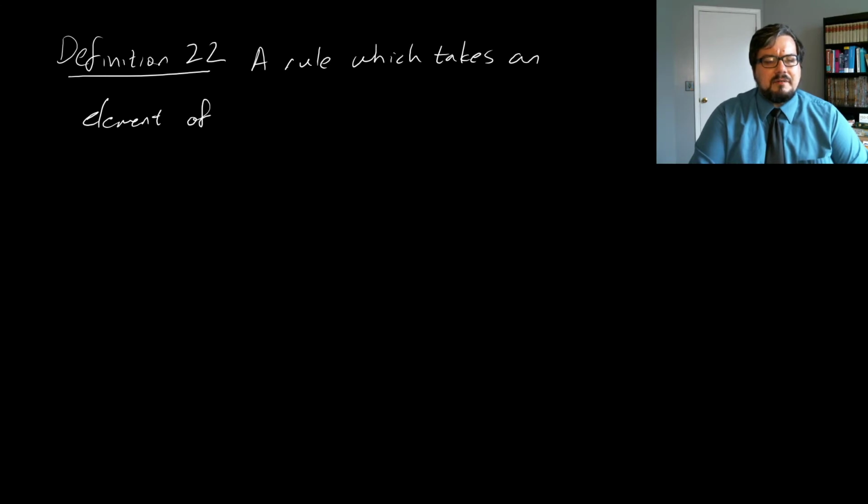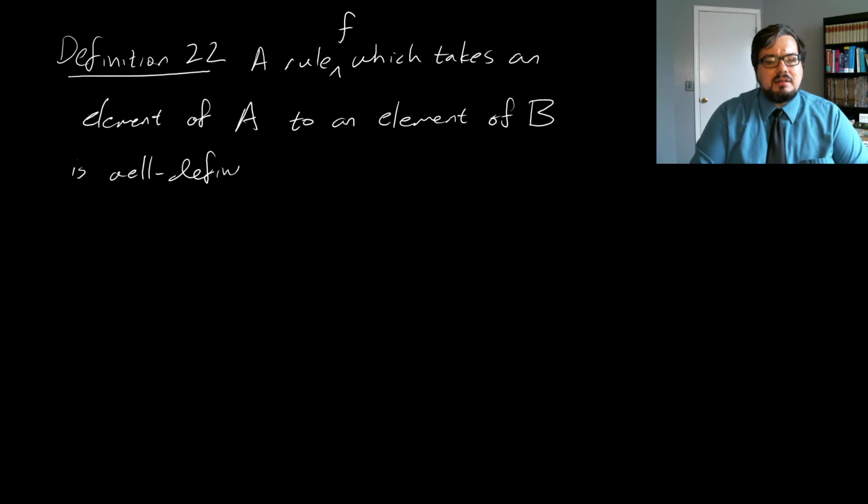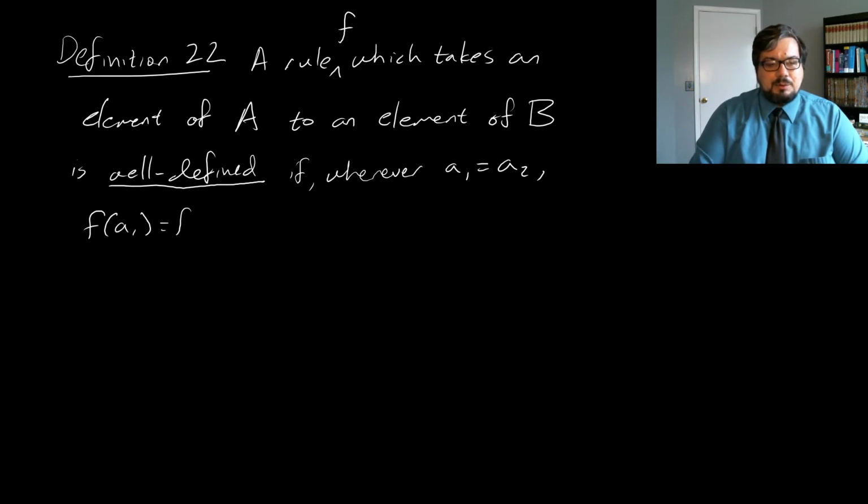Now, there's a general concept and definition that we are working with here that we want to address and make very precise. So Definition 22 says that a rule which takes an element of a set A to an element of B, and this rule I'll denote as f, is well defined if whenever A1 equals A2, f of A1 equals f of A2.